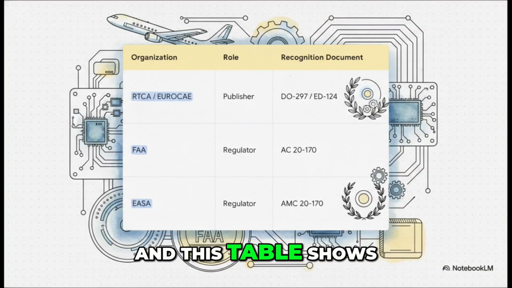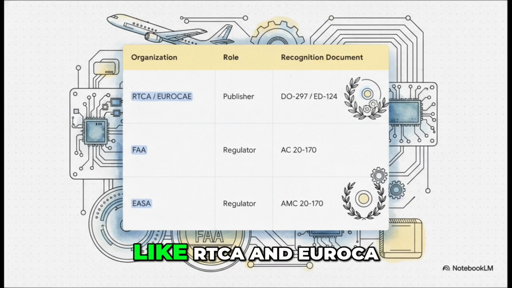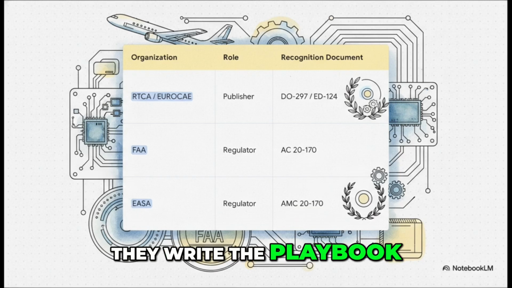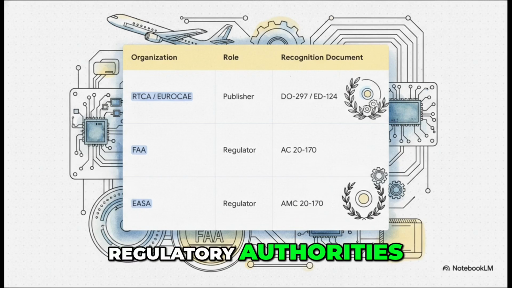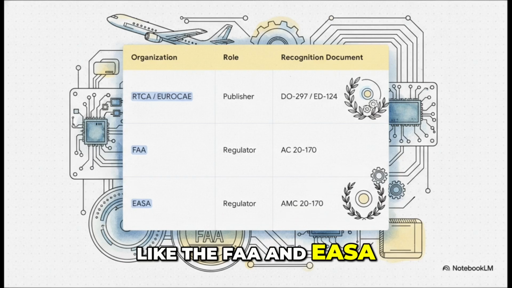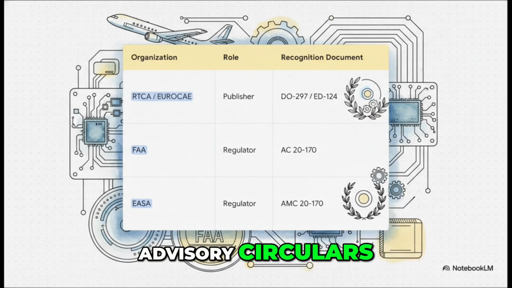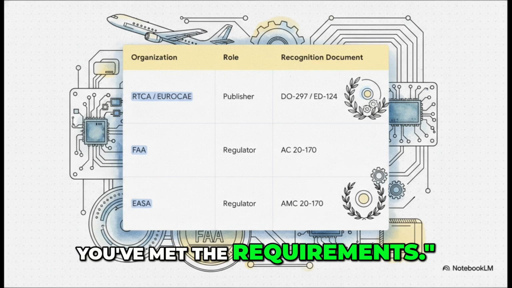And this table shows you exactly how that relationship works. You have industry bodies like RTCA and EUROCAE that develop the standard. They write the playbook based on industry best practices. Then you have the regulatory authorities, like the FAA and EASA, who officially recognize that playbook through documents like advisory circulars. They're basically saying, yes, this is a valid way to show us you've met the requirements.